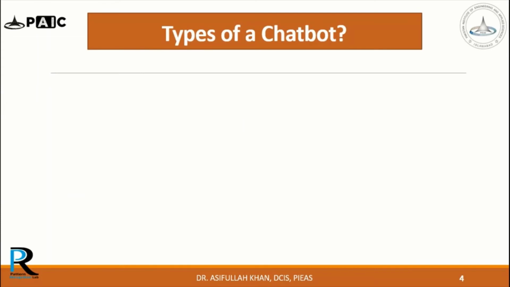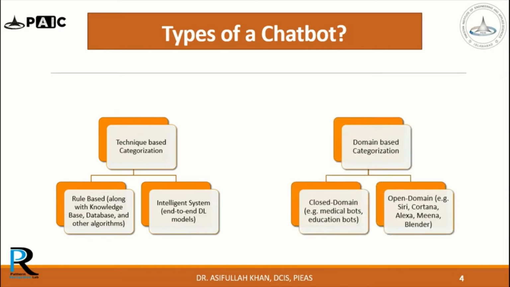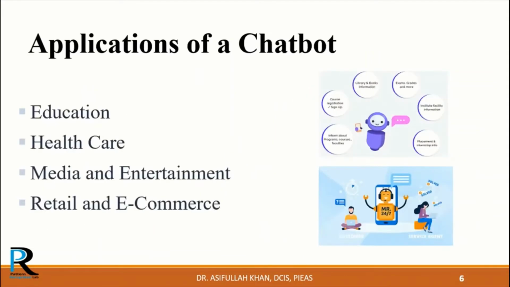Now, types of a chatbot. We have technique-based categorization, that is rule-based and intelligence system, end-to-end deep learning models. And we have the domain-based categorization, that is specific application-based categorization, like closed domain and open domain chatbots. Now, what are the big models and companies associated with chatbots? Pearl AI from Facebook, BERT from Google, Hugging Face is another framework, GPT, very famous from Google, BlenderBot again from Facebook, and then Meena again from Google.